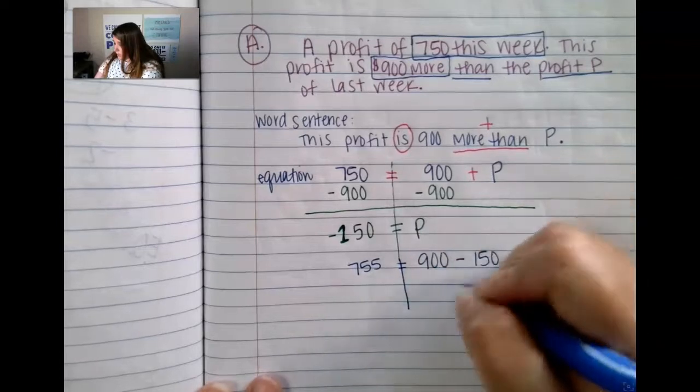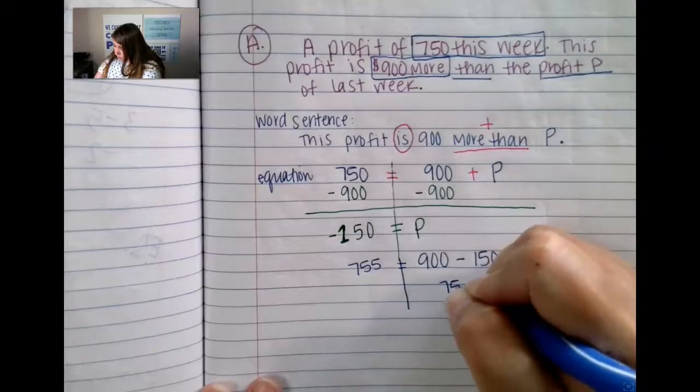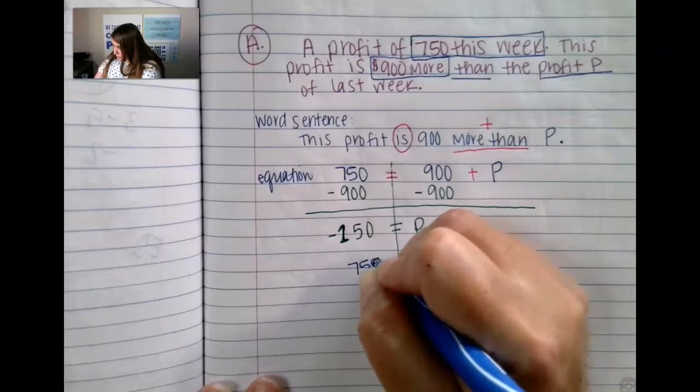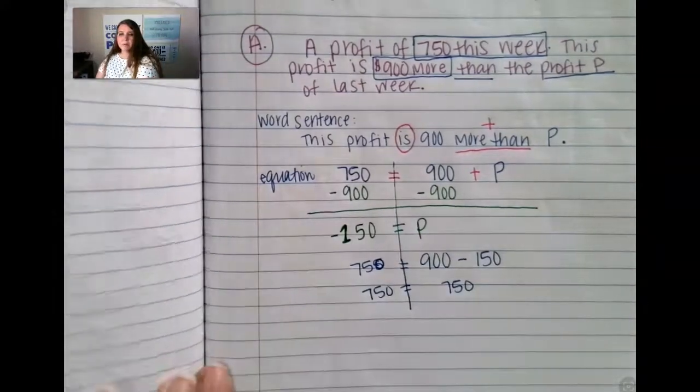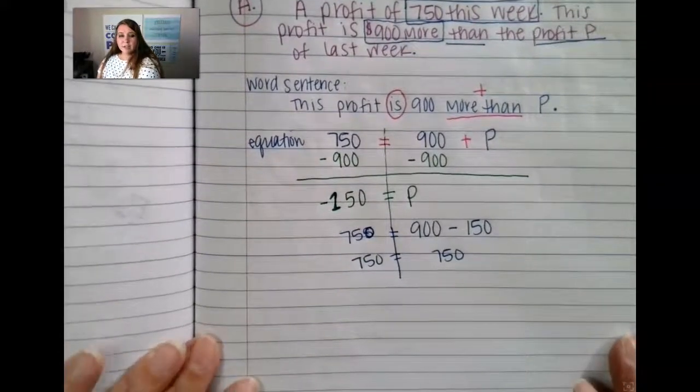So 900, so that would get us 750 is equal to 750. Oh my goodness, Miss Englander. So many mistakes in this problem. I'm so sorry, you guys. Okay, my brain is tired.